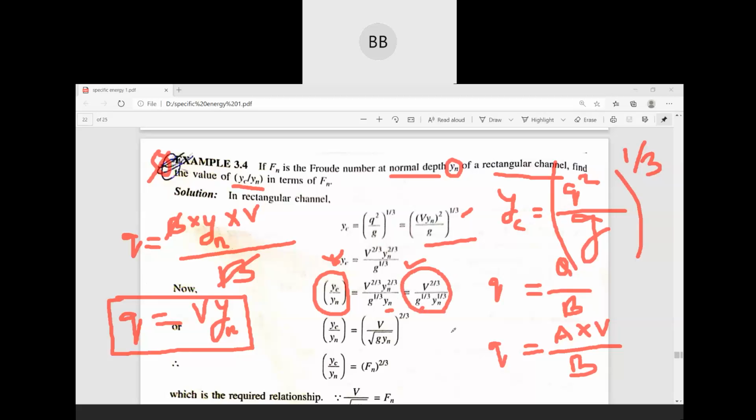Okay? This is nothing but 2 by 3 minus 1. It will be minus 1 by 3, so you can write divide.